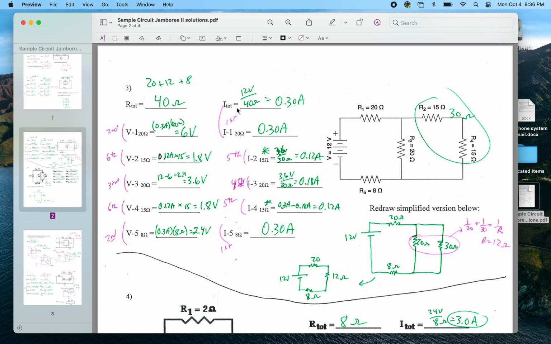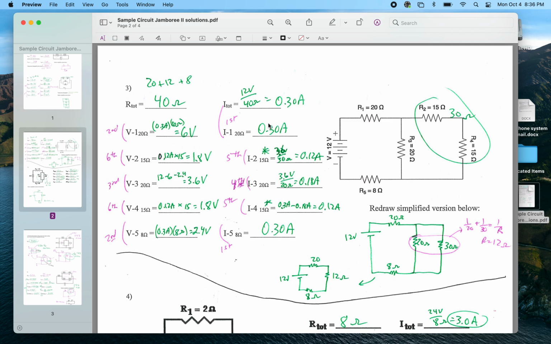Total current, 12 volts divided by 40 ohms is 0.3 amps. So 0.3 amps is leaving the battery here and going through here. 0.3 amps is going through this resistor here and going back up through the battery. However, that 0.3 amps is going to split when it comes to this middle branch and this outer branch. So the total current of both these branches should equal 0.3 amps. It could never be more than that.